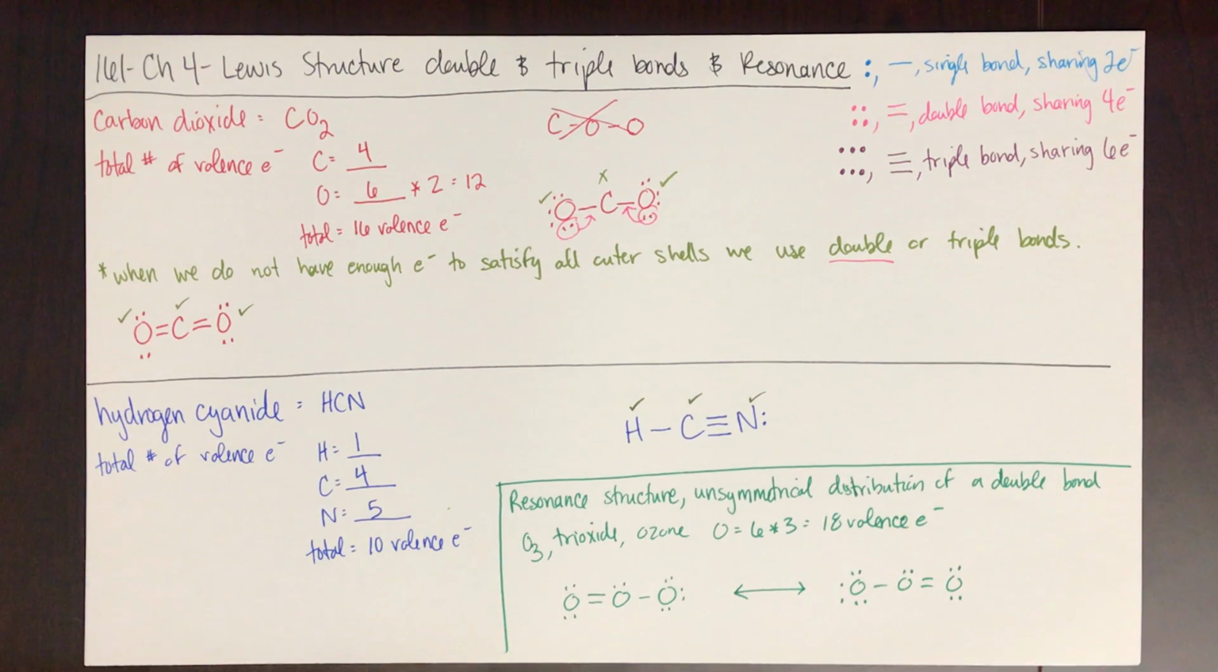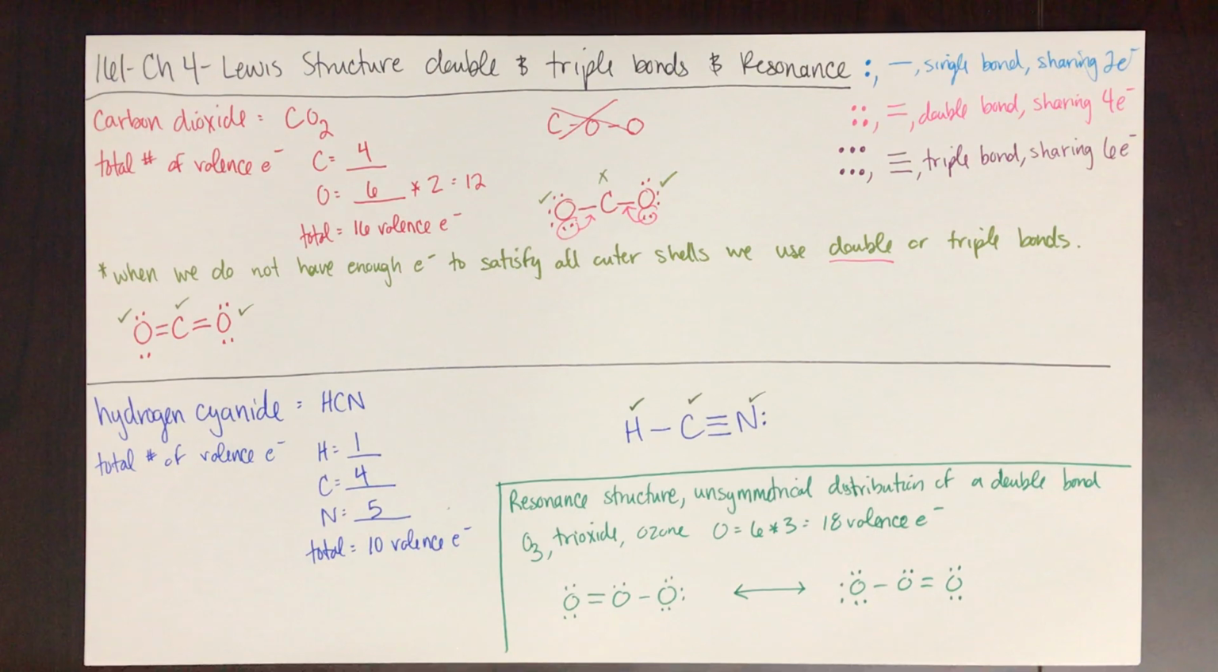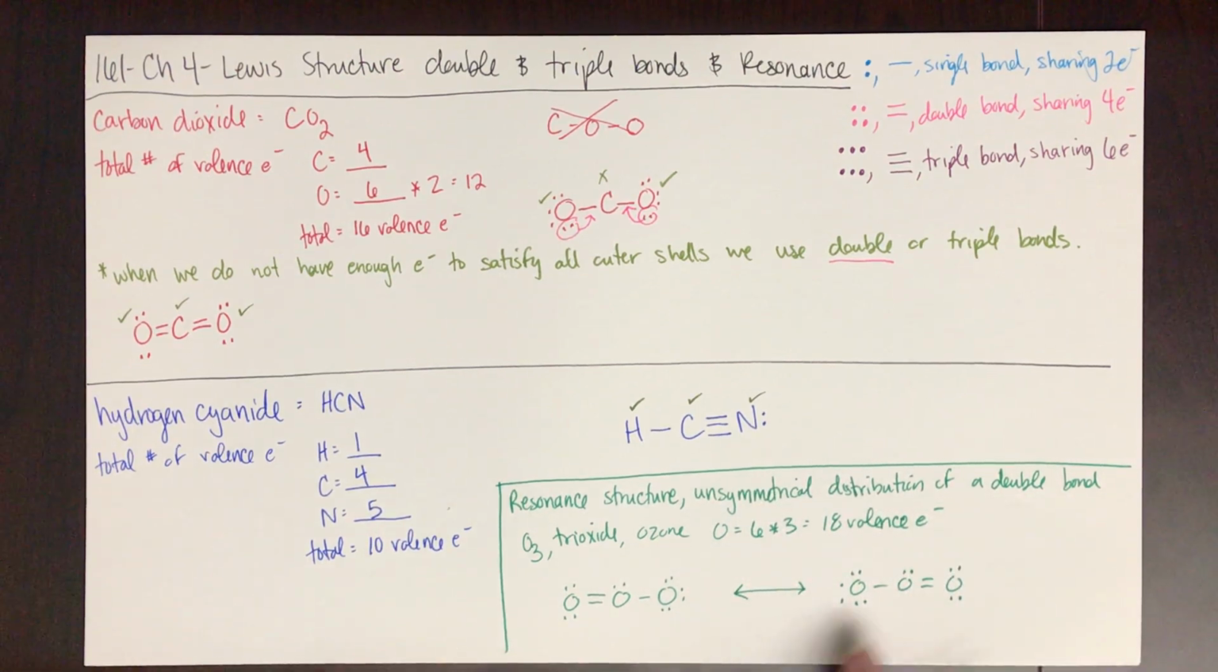for ozone. This double bond is actually 50% this structure and 50% this structure. It's like they're vibrating back and forth; this double bond is actually half in both locations. When we get into biochemistry and organic chemistry, you'll see that it's kind of like half here and half there. But this is called a resonance structure. A resonance structure is when you have asymmetrical double bonds and both of these structures are correct.